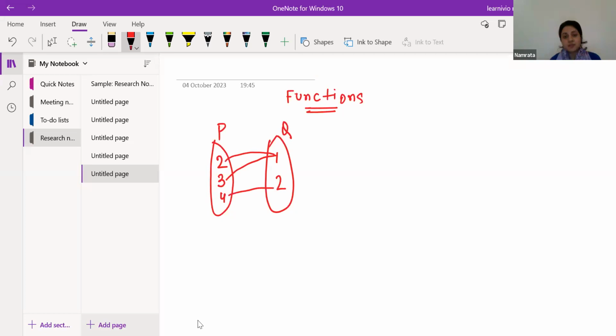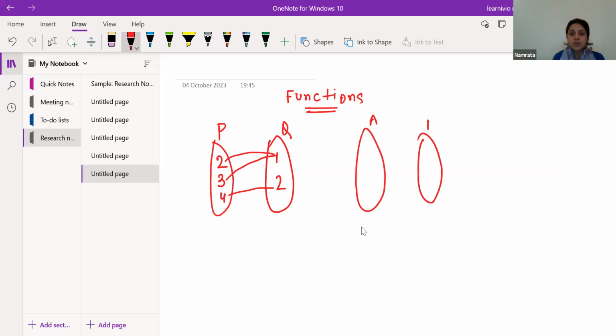Now what is not a function? Let me give you that example also. Suppose we have a set A and a set B. Set A has the elements 2, 3, 4 again, and set B has the elements 2, 3, 4 only. The images are such that 2 goes to 2, 3 goes to 3, 2 goes to 4, and 4 goes to 4 only. So this is not a function.